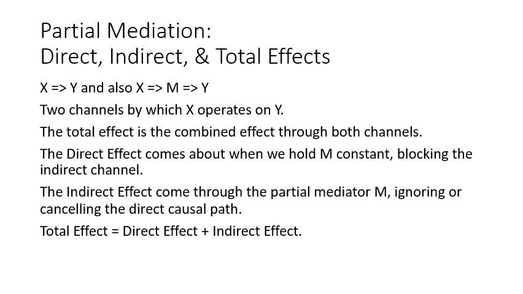So basically, we can summarize this lesson by saying that partial mediation occurs when X acts on Y through two channels. One is the direct channel, where X directly affects Y, and the other is mediated through this mediator M. So X acts on Y and also X causes M, which causes Y. The total effect on Y is the combined effect through both channels.